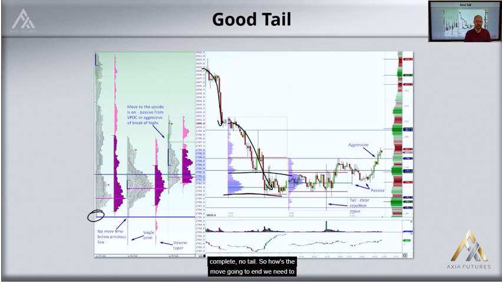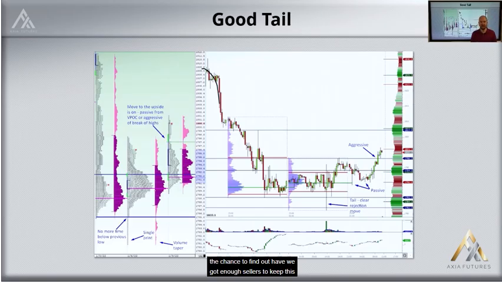So, how's the move going to end? We need to find out if there are any more sellers down here. And what happens is we get some sideways trade. Here the market's been imbalanced, begins to balance, and like a previous example we looked at, market then starts to balance again. What we then get is a breakdown. So this is your drive away from balance.